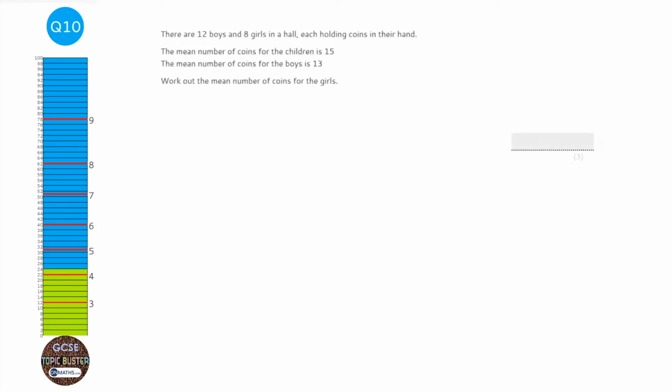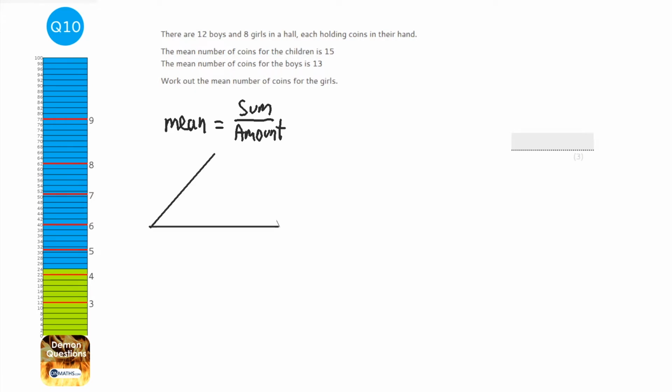Okay, first thing to realise with this question is how you calculate the mean. The mean is the sum of all the values over the amount of the values. Now this actually creates a triangle, just like the speed, distance, time triangle. It works in the same way. So we have mean here, we have the sum at the top, and the amount at the bottom. So we normally do the sum divided by the amount, but actually with this question we need to go the other way.